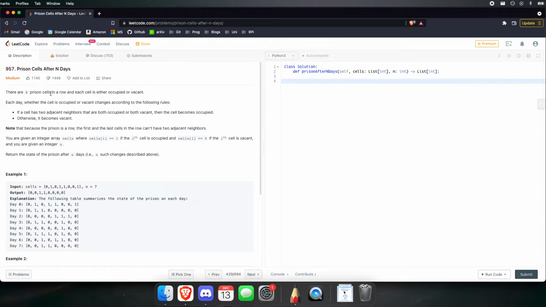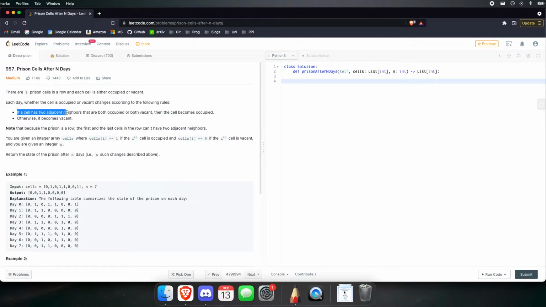This problem is called prison cells after n days. There are 8 prison cells in a row, and each cell is either occupied or vacant. Alright, so we know it's always going to be 8, so that's pretty good. We know there's a constant. Each day, whether the cell is occupied or vacant, changes according to the following rules.